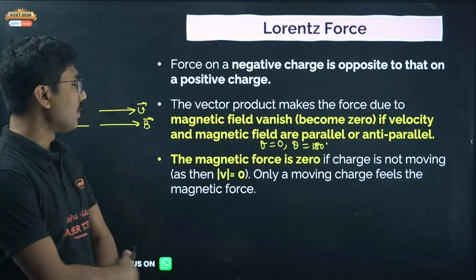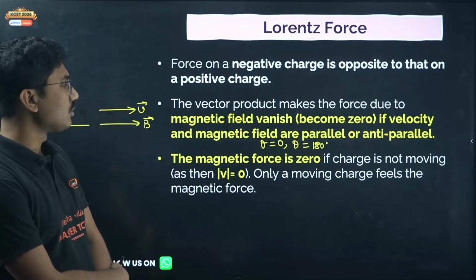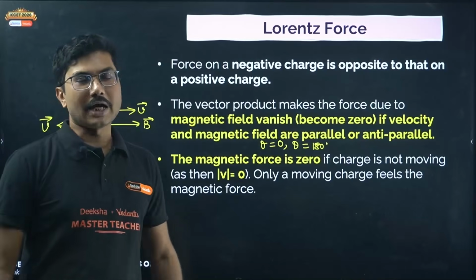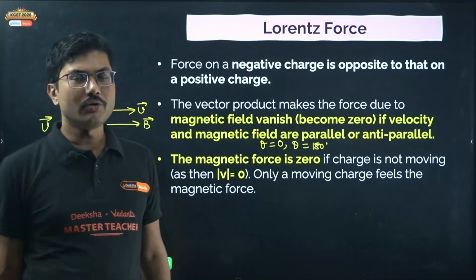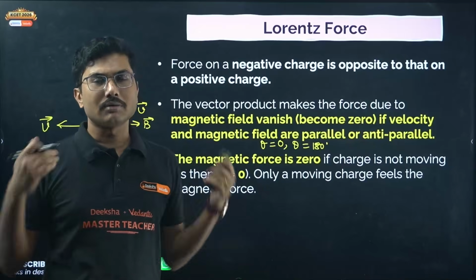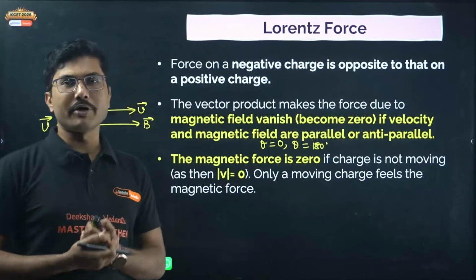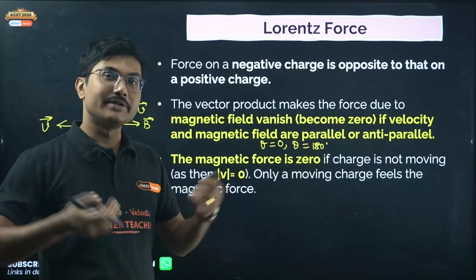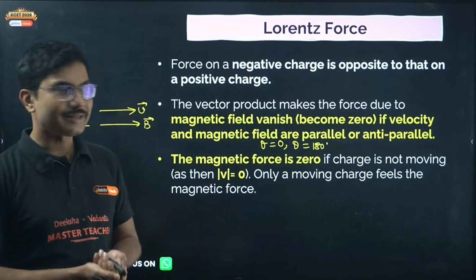The magnetic force is 0 if the charge is not moving, that is, the magnitude of velocity is 0. If the charged particle is static, then also the force is 0. So this is a very common topic for MCQ questions. A strong magnetic field is applied across a point charge, a static charge. What is the force acting on this charge? 0, because the charge is at rest.